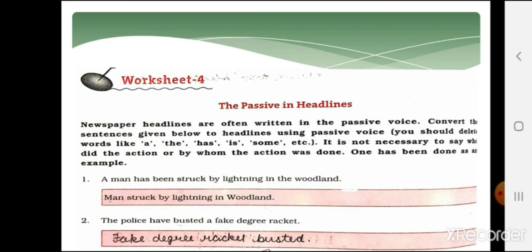Now students, you should delete words like the, has, is, some, etc. Okay, delete these words: the article the, then helping verbs has, is. Then students, some words like some, etc. Okay, and beta, it is not necessary to say who did the action.